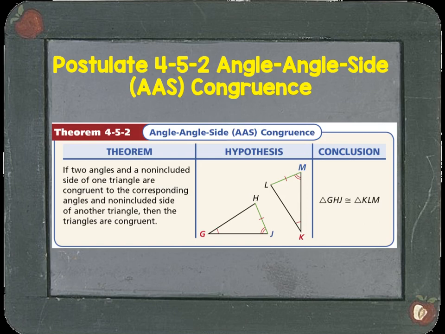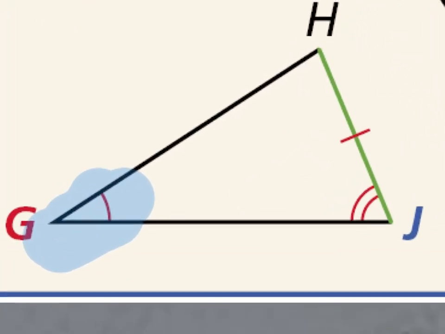So here we have an angle. What's the difference between non-included and included? Remember, included is in between the two angles. So if we're looking at this triangle, we have two angles here. The included side would be this one. The non-included side could either be this or the other side, because it's not in between those two angles.